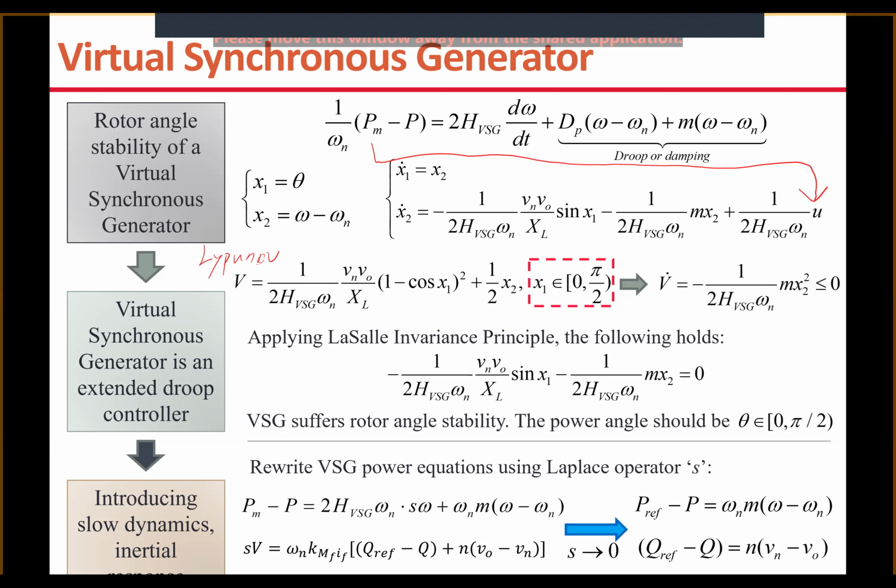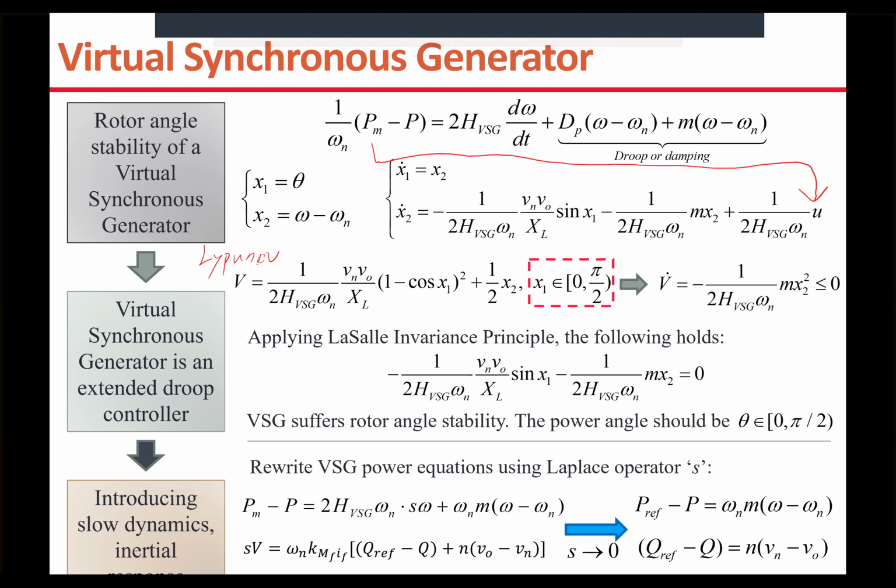We can define theta to be x1 and omega minus omega n to be x2. These are the two state variables. So we have this equation, and this is the electromagnetic power, P. The P is here, and PM is from the wind. So U is the input.